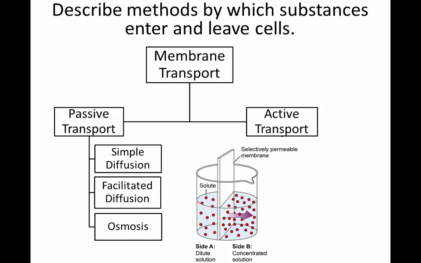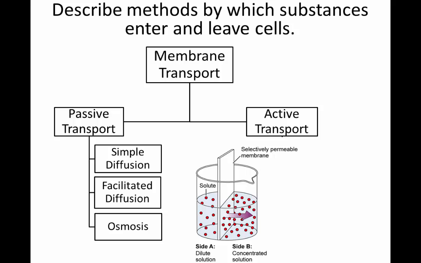So in our image here, we can see that on side A, we have a dilute solution. There's a little bit of solute, something dissolved in the water. And on side B, we have a high concentration of solution, lots of whatever the chemical is dissolved in the water. The water will move from side A, where there's a lot of water, to side B, where there's not as much water, from high concentration of water to low concentration of water.